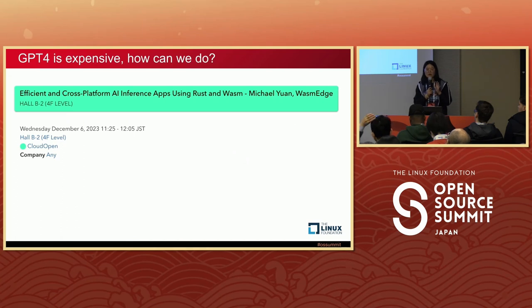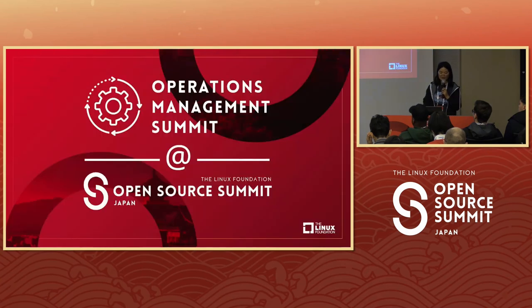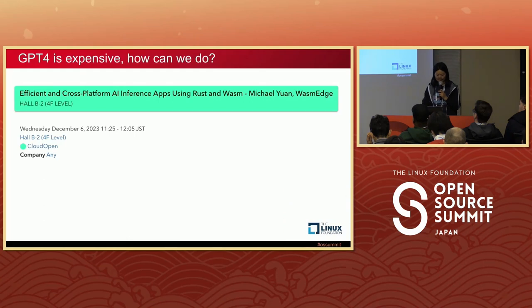One problem that I think ChatGPT-4 has is that it's too expensive. There are a lot of open source large language models, and we can also use open source LLMs to run or build our own agent, just like I did before. If you are interested in high performance and portable AI inference with Rust and WASM, you can go to my colleague Michael Yuan's talk tomorrow. That's all my presentation.